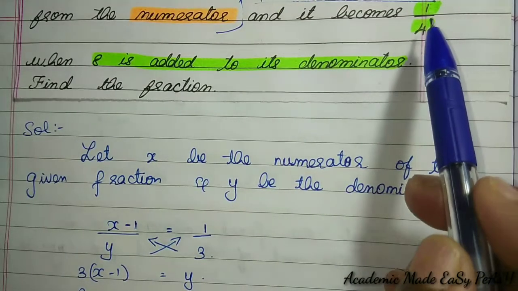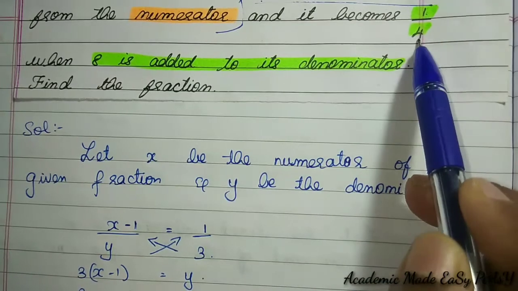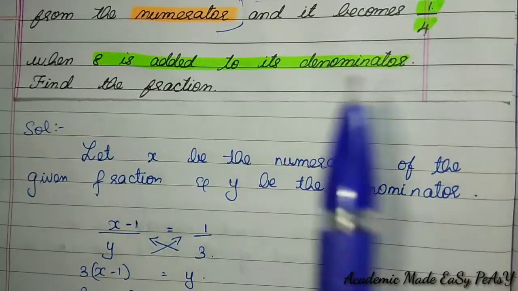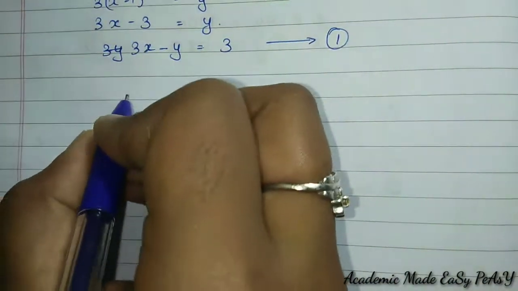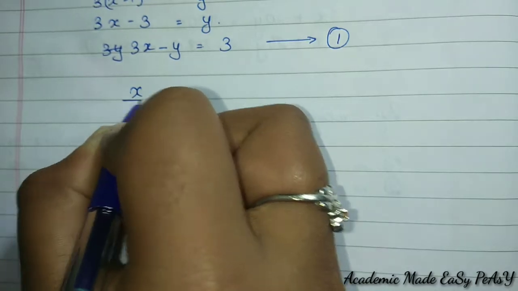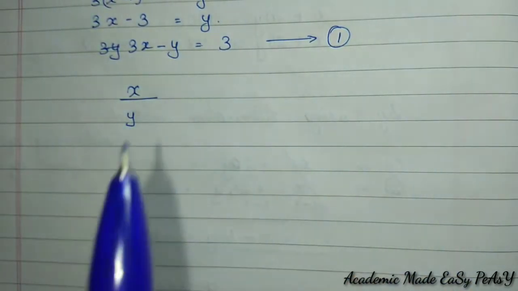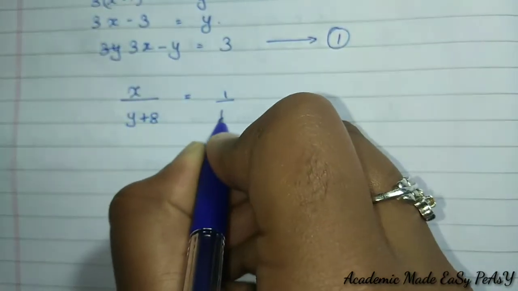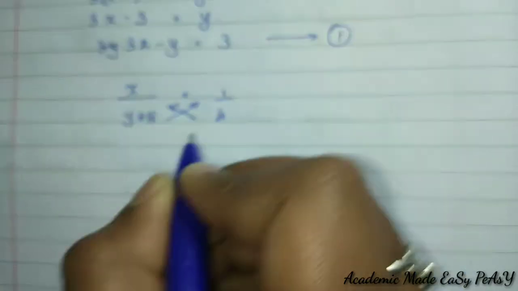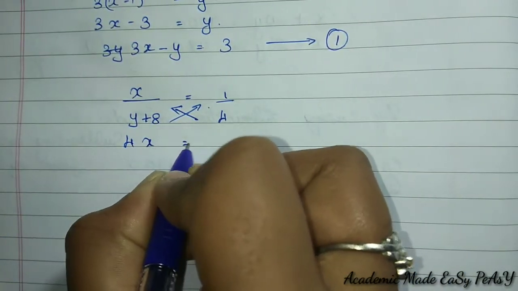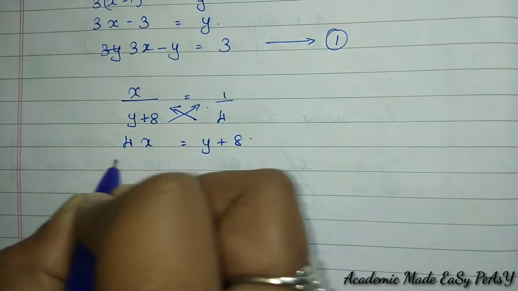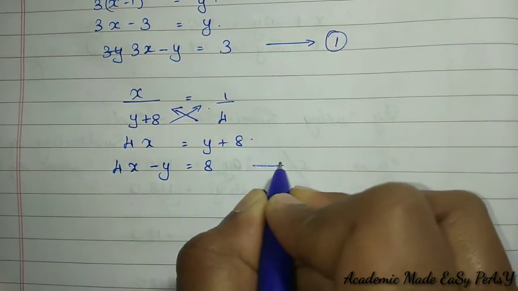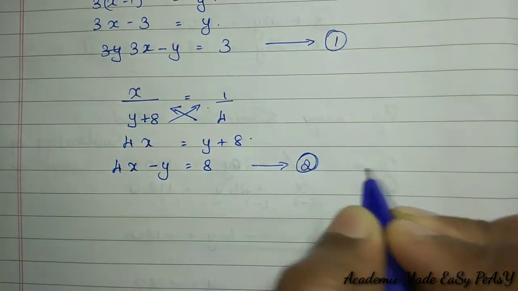So next what they're saying is that the fraction becomes 1 by 4 if 8 is added to the denominator alone, and here there's no change in numerator. So x by y. So here 8 is added to the denominator. So x by y plus 8 is equal to 1 by 4. So now I will cross multiply. So 4x is equal to y plus 8. And I will have my variables on one side. 4x minus y is equal to 8. So let this be equation 2.